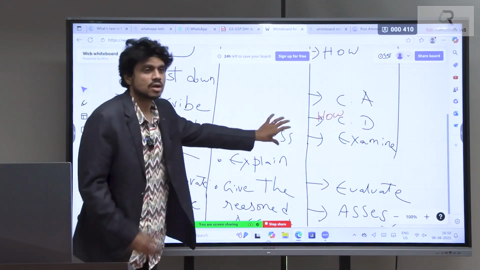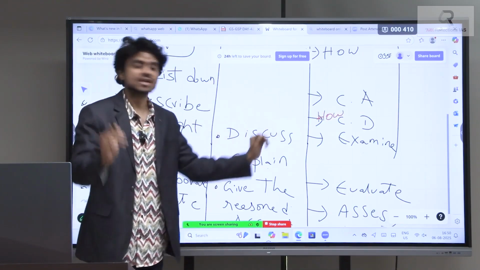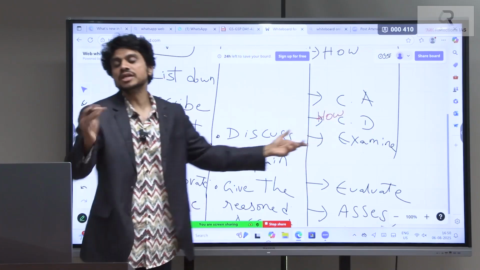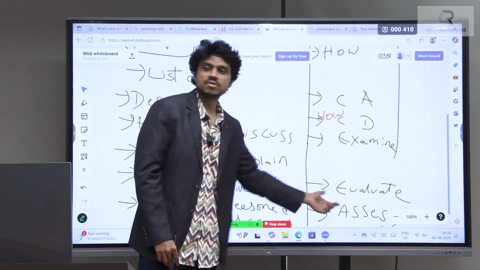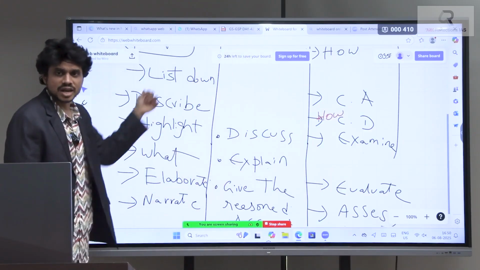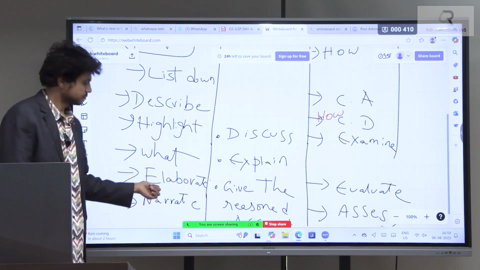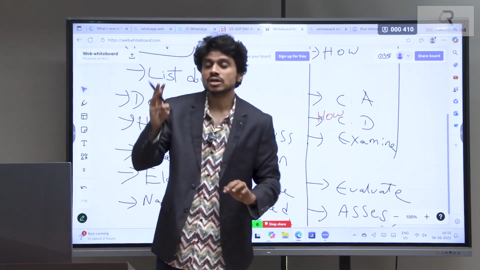Discuss means anything. It is an open kind of thing. You can discuss anything. Critically examine the Green Revolution: it completely changes. Critically evaluate the Green Revolution: it changes. Highlight the features of the Green Revolution. Describe the process of the Green Revolution. So this is the first level, second level, and third level.